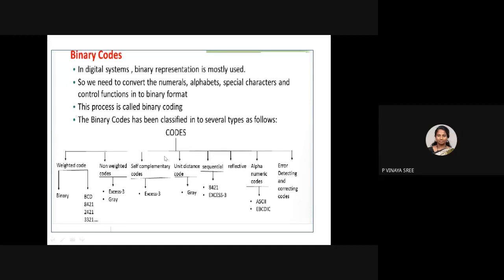So for this, we need to know the different codes that are available. See here: weighted codes, non-weighted codes, self-complement codes, unit distance codes, sequential codes, reflective codes, alphanumeric codes, error detection and correction codes. In this, can anyone tell me which topics are completed?